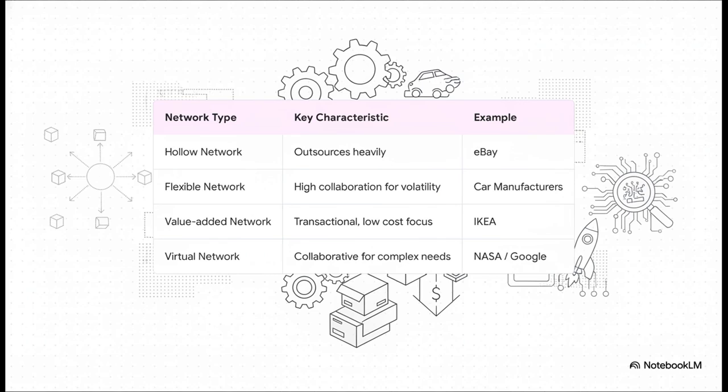You've got your hollow network, like eBay, which outsources pretty much everything. Then there's the flexible network, like car makers, who need tons of collaboration to handle constant change. IKEA is a textbook value-added network. It's all about low cost. And then you have virtual networks, like when NASA and Google team up for some crazy complex project.